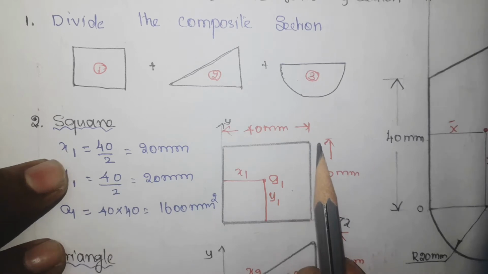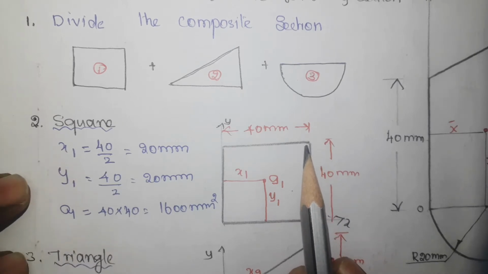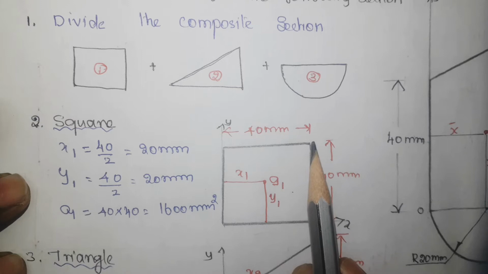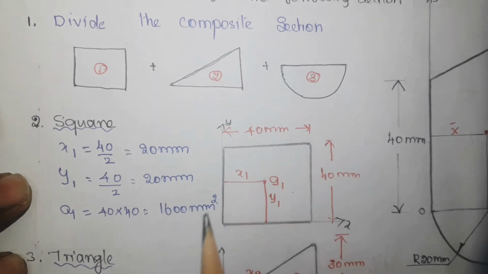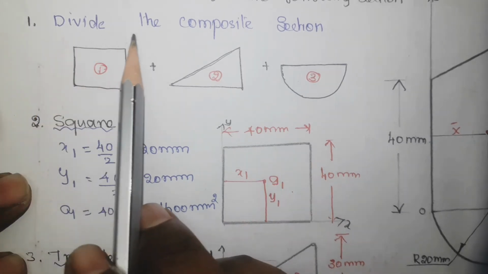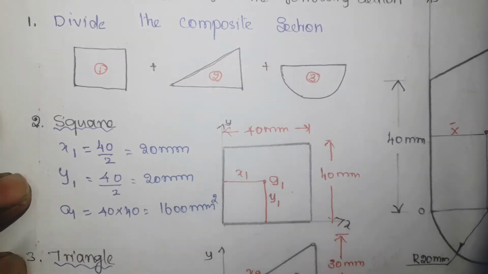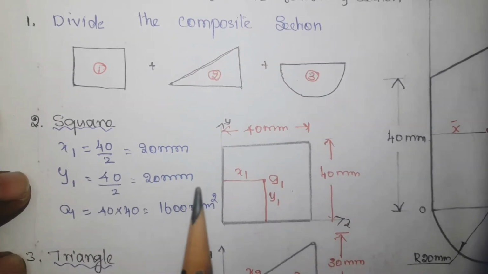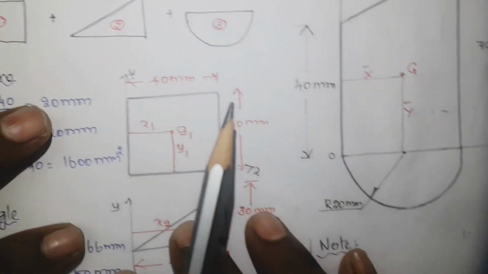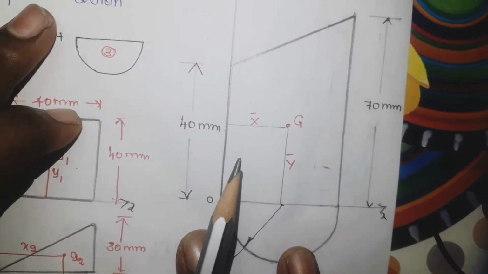In my previous video, I told that there are three steps to be followed in finding the centroid. Now let us go to the first step. It is dividing the composite section. Okay. Now let us go to the composite section again.